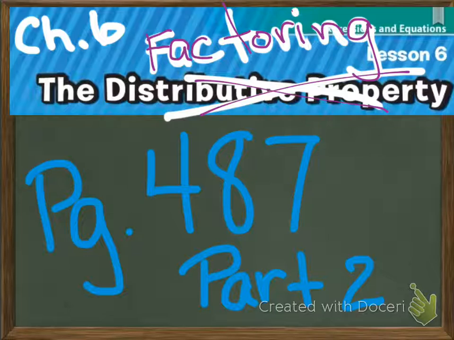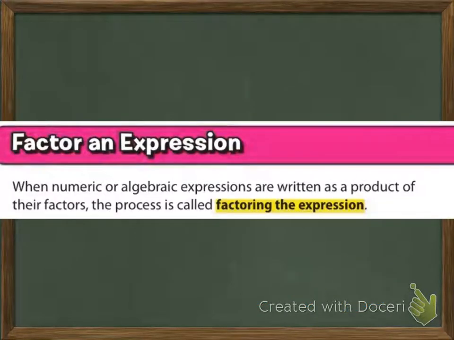We're going to be working on the second part of 6.6, distributing property, and instead we're going to be working on factoring. So we should start on page 487, and this is going to be part 2 of our videos. To factor an expression: when numeric or algebraic expressions are written as a product of their factors, the product is called factoring the expression.